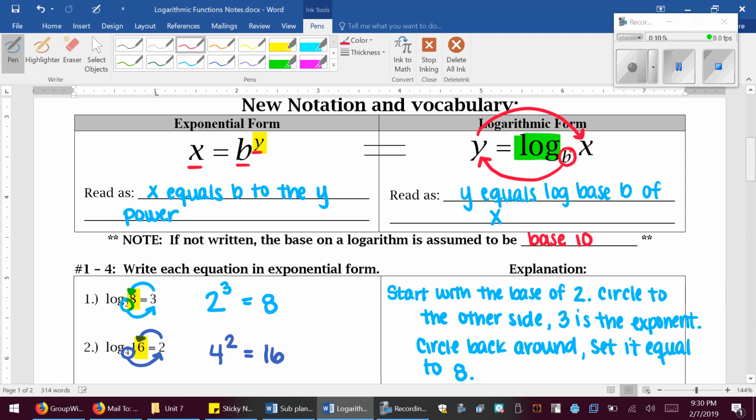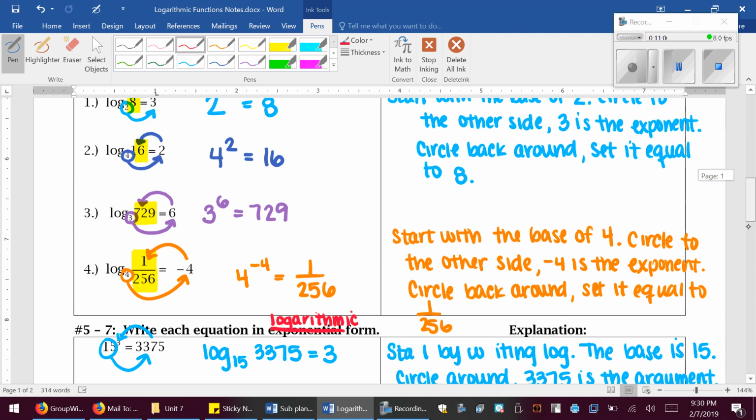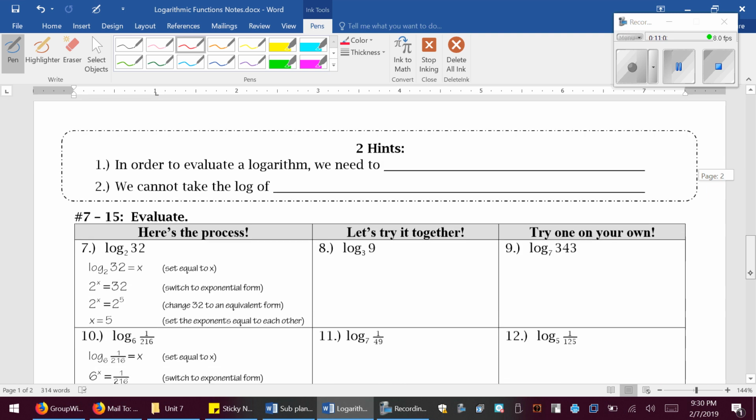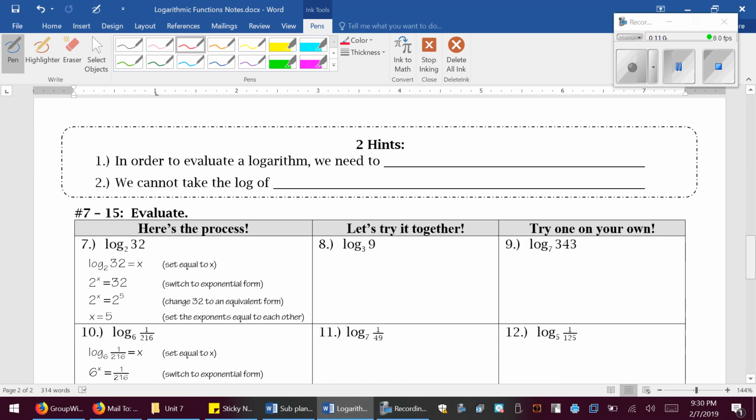So the reason that we learn how to switch back and forth between these two forms is because we're going to ask you to both evaluate and solve. So if you flip over to the back, the first thing we're going to do is ask you to evaluate. We're going to say evaluate what is log base 2 of 32. That means if I were to ask you what's 2 times 3, you would tell me 6. So the value of log base 2 of 32.